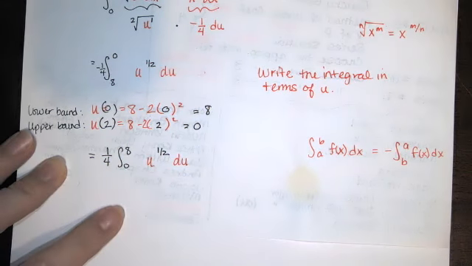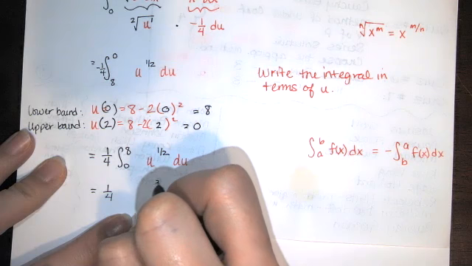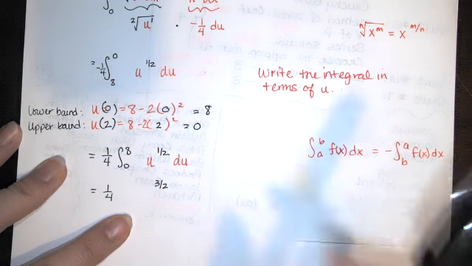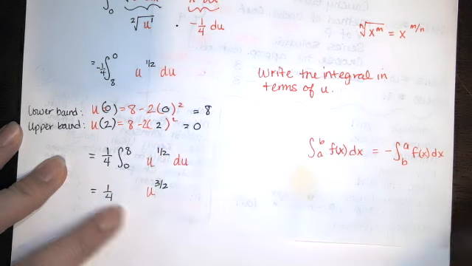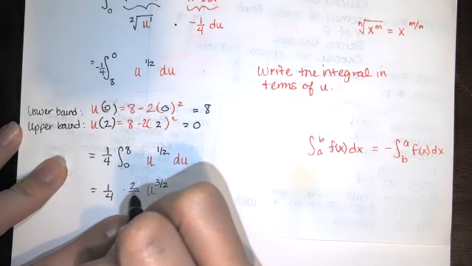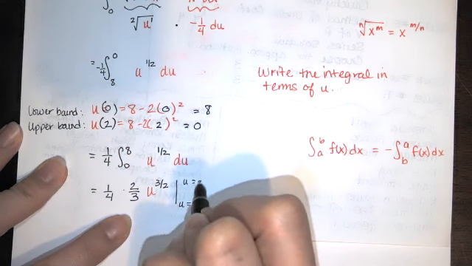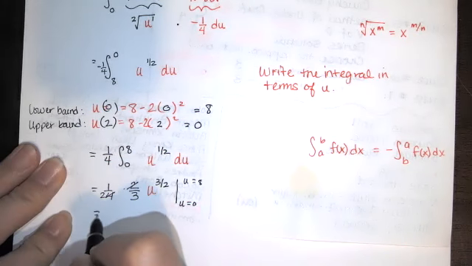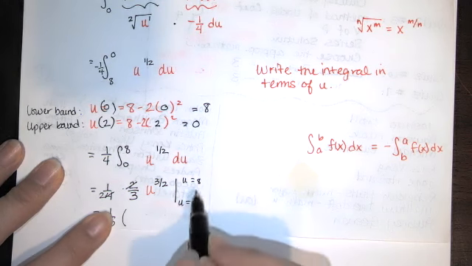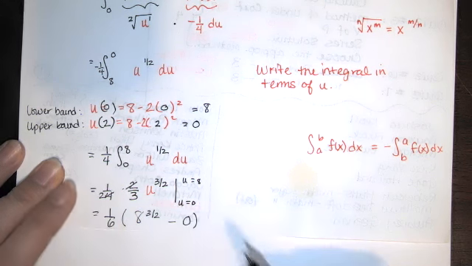Okay, now we're ready. So you bring your 1/4 down, and then we just use the power rule. We add 1 to the exponent. 1 plus 1/2 is 1/2 plus 2/2, which is 3/2. And then we divide by the new exponent. Dividing by 3/2 is the same as multiplying by 2/3. And then you want to evaluate this expression from u equals 0 to u equals 8. And of course, you want to simplify if you can. So we've got 1/2 times 1/3, so we have a 1/6 here. And then we'll have 8 to the 3/2 power minus 0 to the 3/2 power, which we all know to be 0.